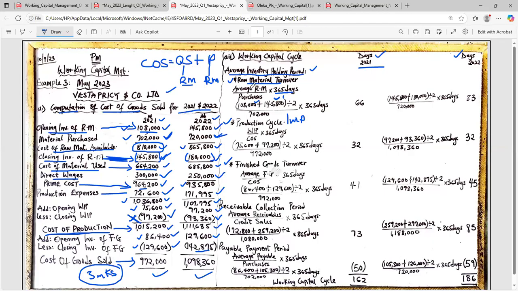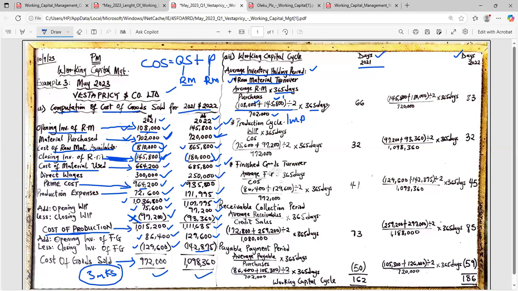So since we are getting our average raw material, it's going to be over purchases. Purchases for 2021 is 702,000. I can either pick the purchases here or go back to my question and pick it. But since I already have it here as purchases, 702,000, just copy it and put it there. Then multiply by 365 days. Don't forget, I am measuring my working capital cycle in days, and I am using 365 days.